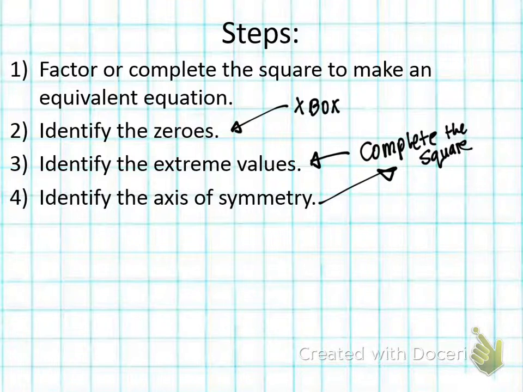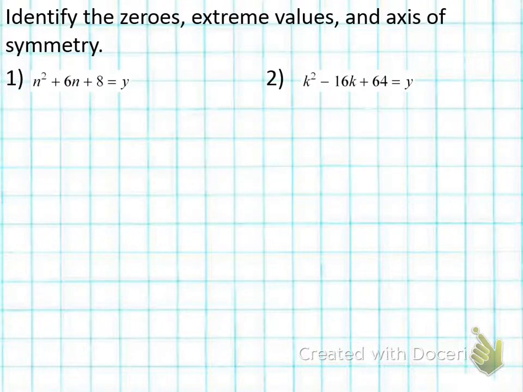So when they give you an original equation, it's kind of hard to deal with. Instead of doing all this work, you can make an equivalent equation quickly and find the answers that you're looking for. So here we go. Let me do numbers 1 and 2. It says identify the zeros, extreme values, and axis of symmetry. Remember, the zeros are where the line crosses the x-axis. The extreme value is where the vertex is, and the axis of symmetry, if I drew a graph, is the line that's down the center, which has to deal with the vertex.